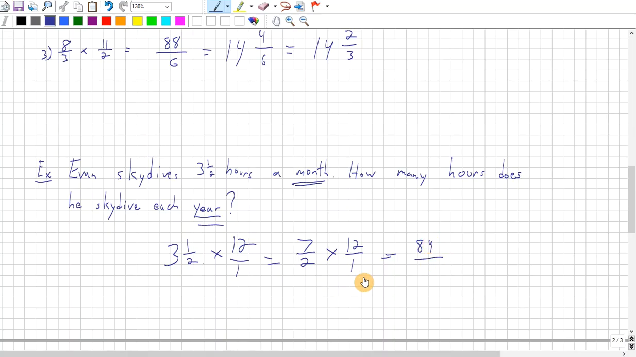So I get 84 over 2. This reduces down quite easily because 84 can actually be divided by 2, which is just 42. So he spends 42 hours a year skydiving, which is quite a long time. I've never done skydiving.